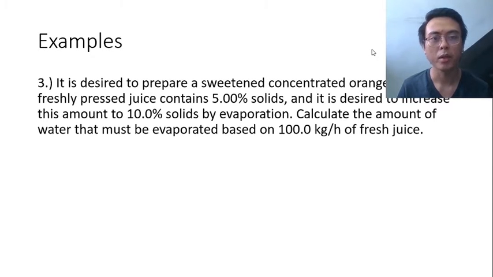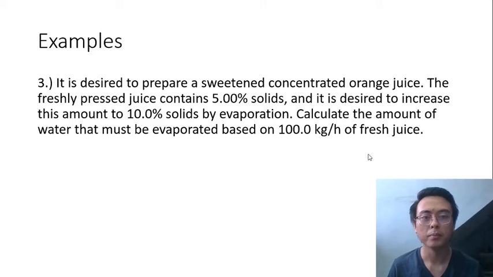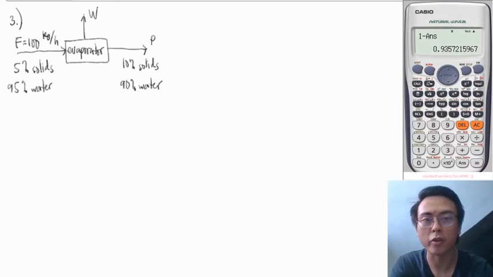Okay, next problem. It is desired to prepare a sweetened concentrated orange juice. The freshly pressed juice contains 5% solids, and it is desired to increase this amount to 10% by evaporation. Calculate the amount of water that must be evaporated based on 100 kilograms per hour of fresh juice. Again, I have already drawn the diagram for this problem.